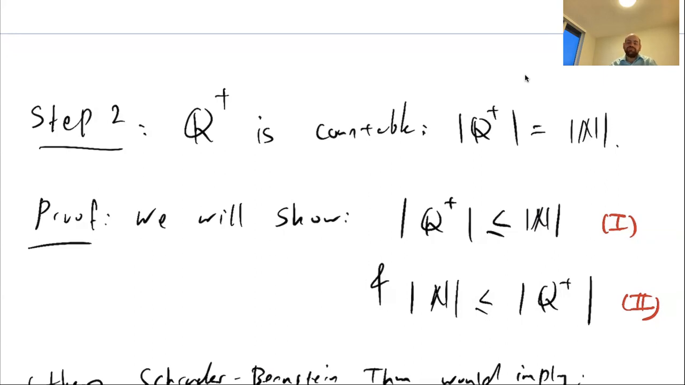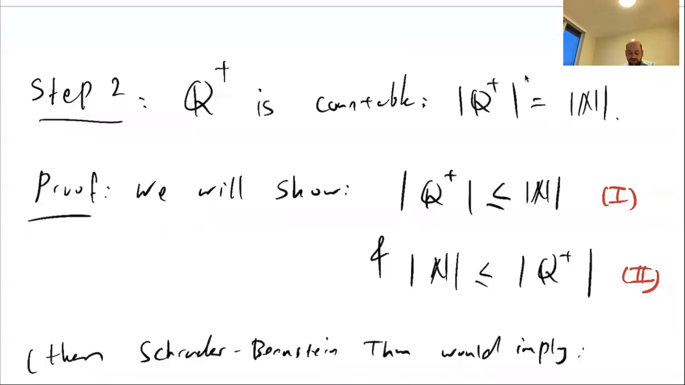So what can I do? It's a little bit tricky. I want to use step 1. Step 1 was saying that the cardinality of N is the same as the cardinality of N cross N. So if I can construct a function from Q plus to N cross N, then that means the cardinality of Q plus is less than or equal to the cardinality of N cross N, but the cardinality of N cross N we just showed in step 1 is the same as the cardinality of N. Okay, so the trick is to use step 1, because without step 1, the direct construction of a one-to-one function from Q plus to N would be very hard.